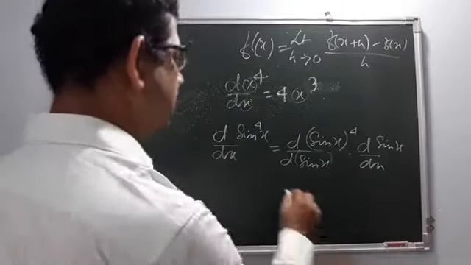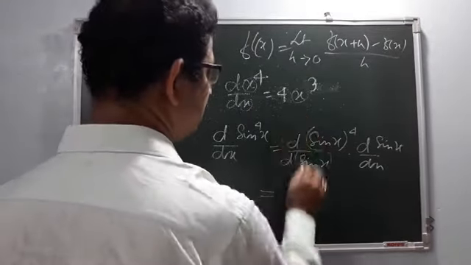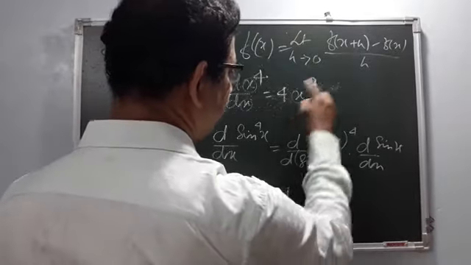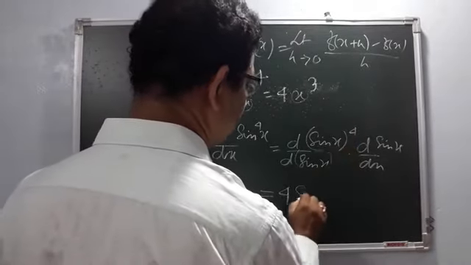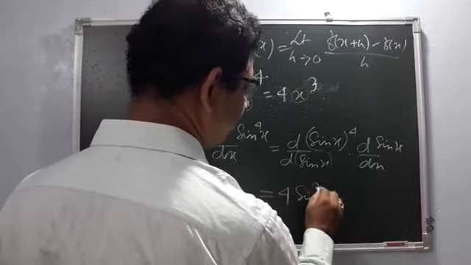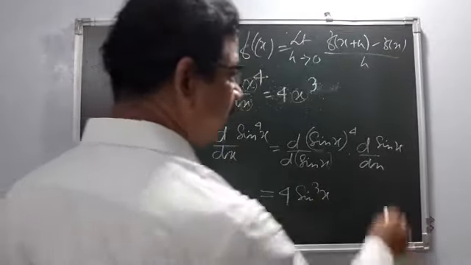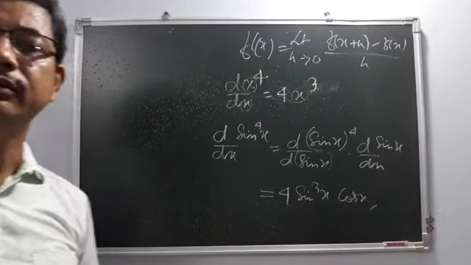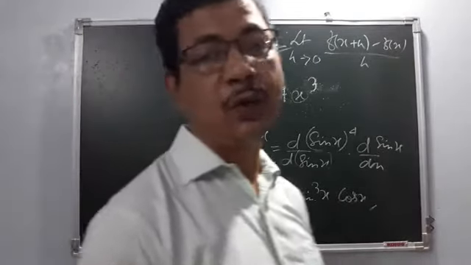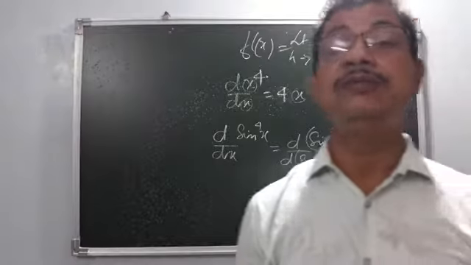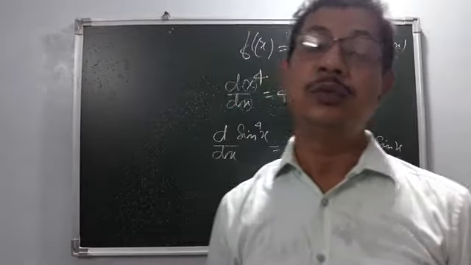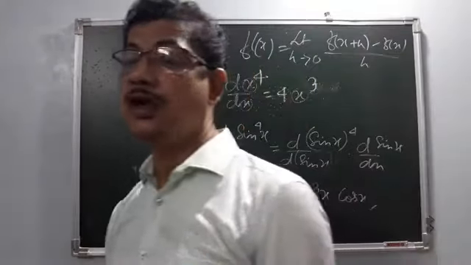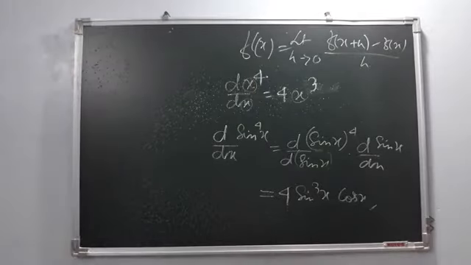Now see what the formula will be. According to this, 4 x cube, so in place of x we put sin x: 4 sin cube x. Differentiation of sin x is what? Cos x. This is the chain rule. So here we have used the chain rule one time. If necessary, you have to use the chain rule 2 times, 3 times.